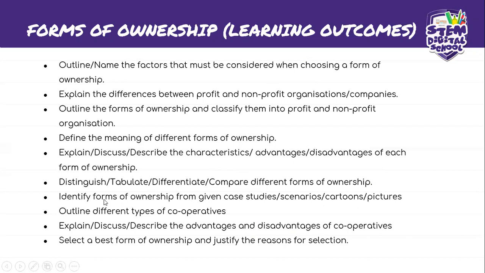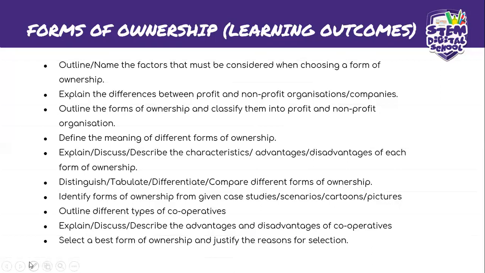You must also be able to identify forms of ownership from given case studies or scenarios, cartoons, pictures. You must also be able to outline the different types of cooperatives. You must be able to explain, discuss, describe the advantages and disadvantages of cooperatives. And you must also be able to select the best form of ownership and justify the reasons for your selection. Okay, this was just a recap from yesterday.